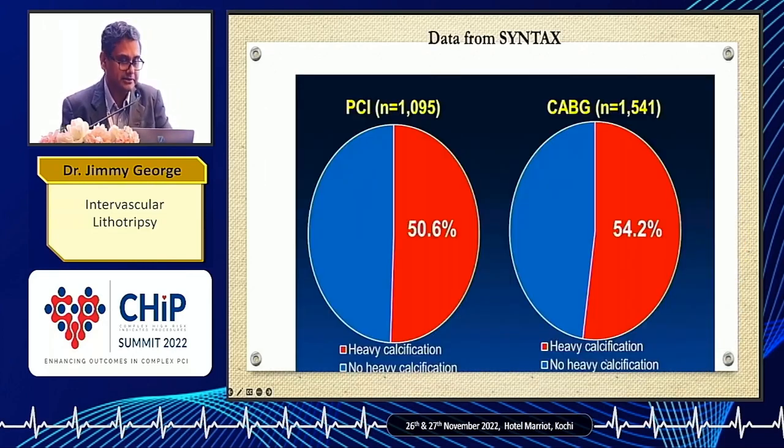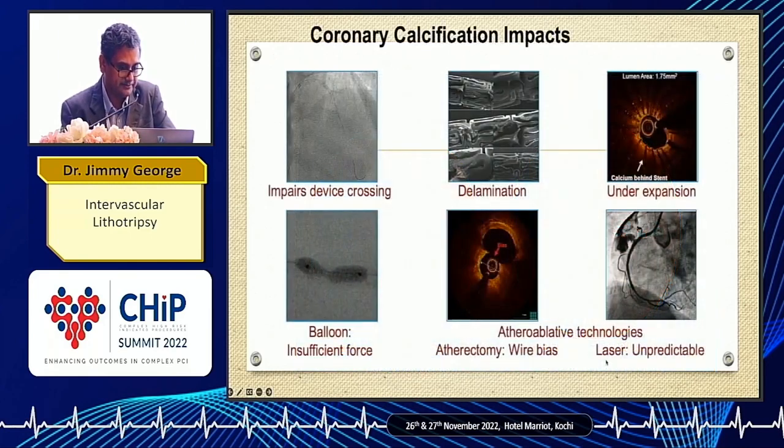If you see the data from the SYNTAX, more than 50% of patients in bypass surgery had heavy calcification, and angioplasty also is not different. Almost 50% have heavy calcification. And that is the situation where you have device crossing, balloon or stent crossing problems, balloon inflation problems, and getting a dog boning defect. Your stents get delaminated. You try atherectomy, there's a wire bias, it doesn't cross. You get under expansion and unpredictable lasers. Calcium laser also seems to be having issues.